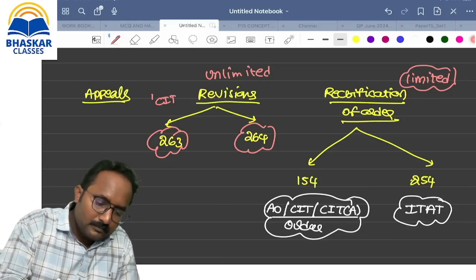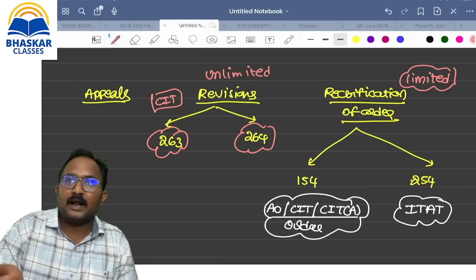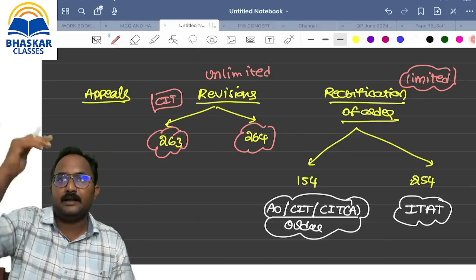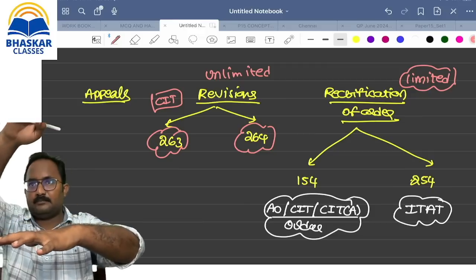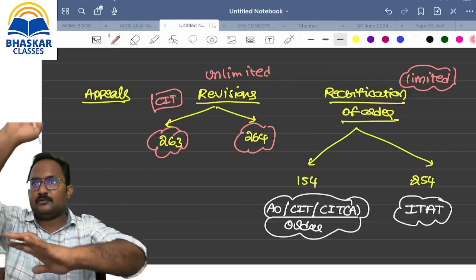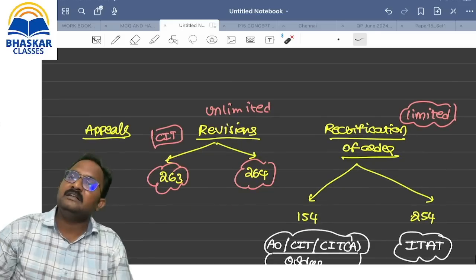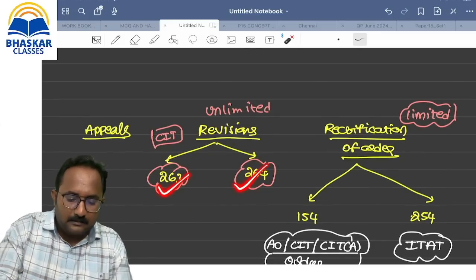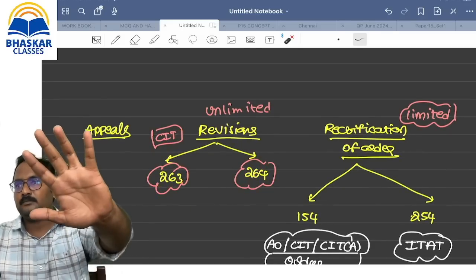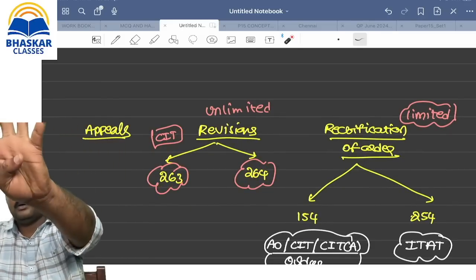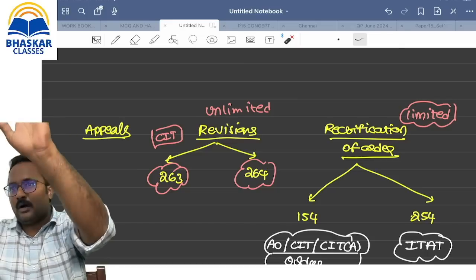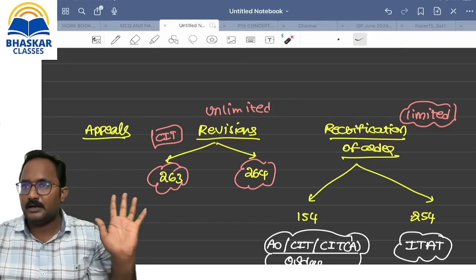Who can do the revision? CIT. Because the AO passes orders that are mistaken, so who can revise, ma'am? CIT. Remember, the AO's higher authority is CIT. The assessing officer's above authority is whom? CIT. So that's why these orders given by the AO can be revised by the CIT. Clear, ma'am? How many appellate authorities do we have? 4. How many revision sections do we have? 2. How many rectification sections do we have? 2. So are you clear?